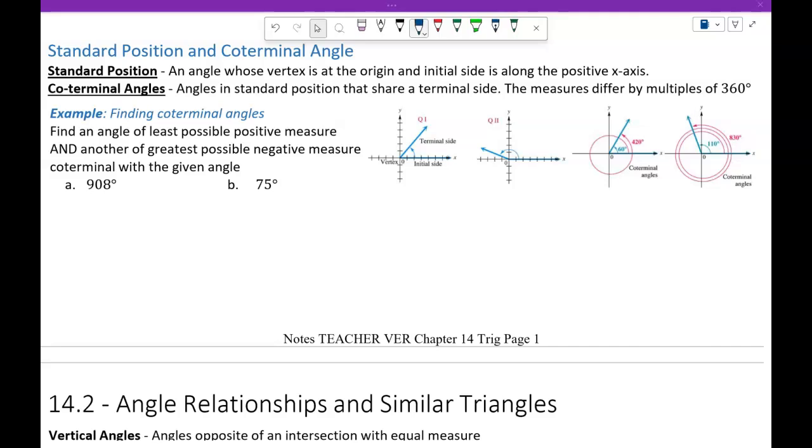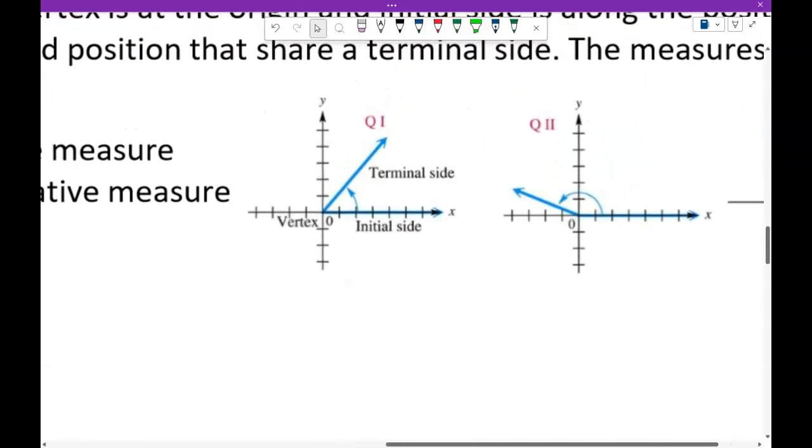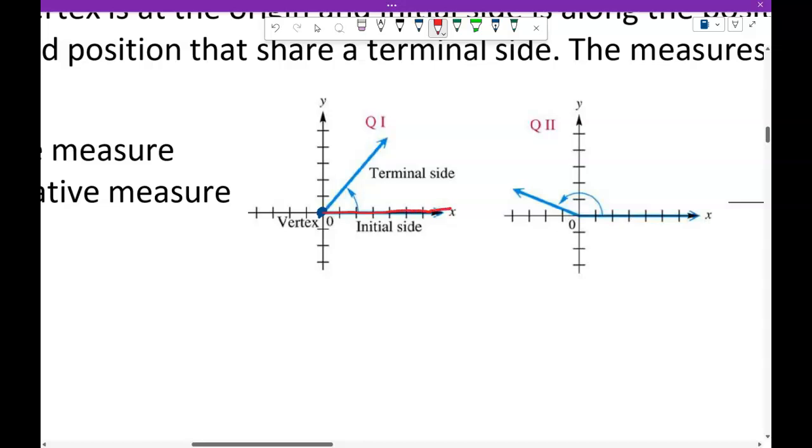We're going to be dealing a lot with angles in what we call standard position. It's an angle where the vertex is at the origin in the coordinate plane, and the initial side follows along the positive x-axis. Then the terminal side will rotate either in the positive or the negative direction from the initial side.